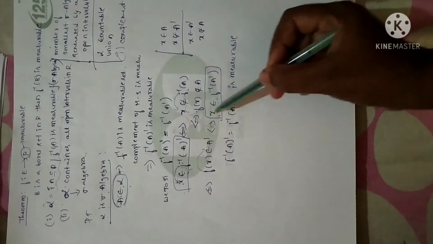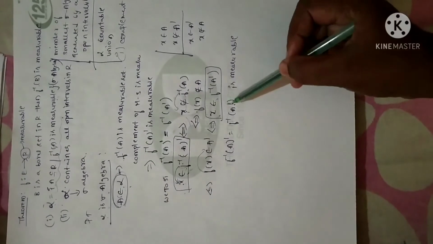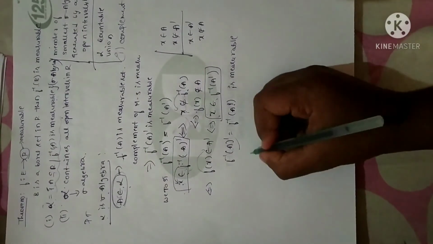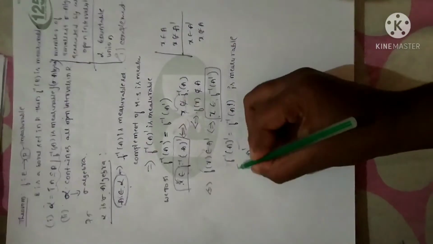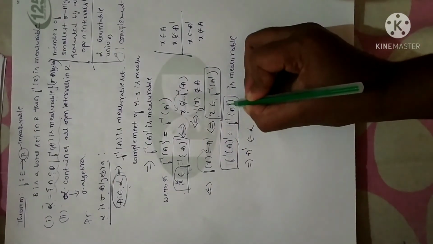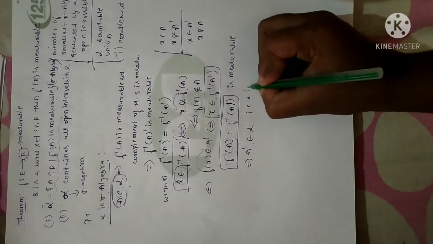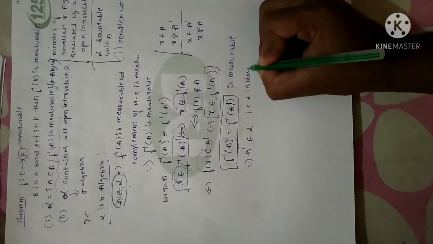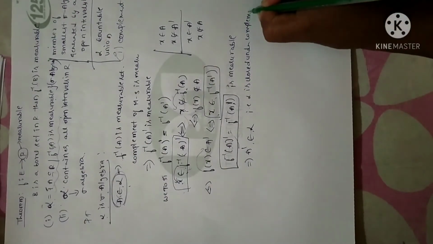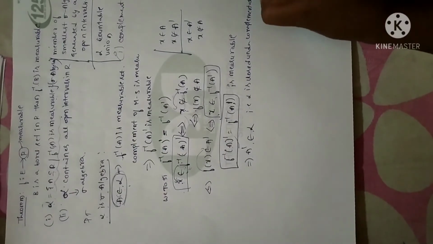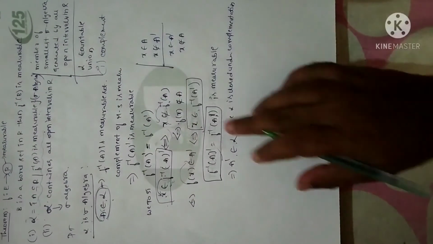So by these two conditions, I can say F inverse of A complement is equal to F inverse of A complement. Meaning, I can say A complement also belongs to alpha. Clear? If this condition is satisfied, I can say A complement belongs to alpha. That is, alpha is closed under complementation. Alpha is closed under complementation. First condition is proved. Second, we have to prove it is closed under countable union.